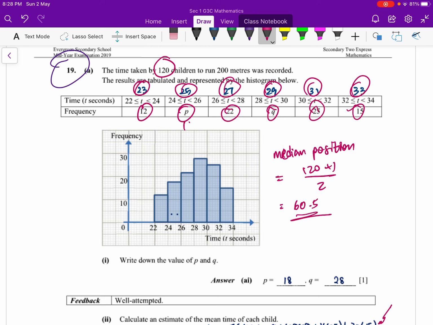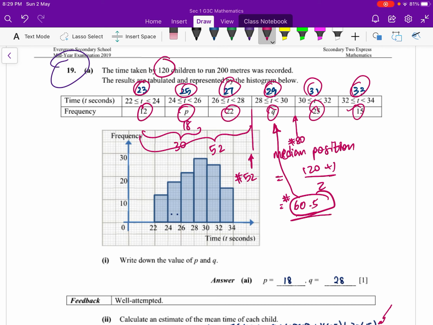Okay, so 60.5. P has a value of 18. So this gives us a total of 30 already. Until this interval, we've got 52. And Q has a value of 28. Okay, so the last person in this interval is number 52. Whereas the last person in this interval is 52 plus 28 to give us 80. Number 80. So I can be sure number 60.5 lies within this interval. So it's from 28 to 30, including 28, excluding 30.